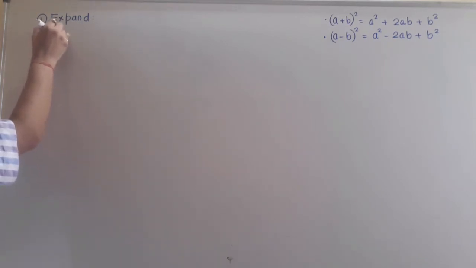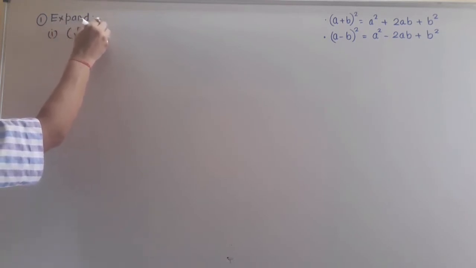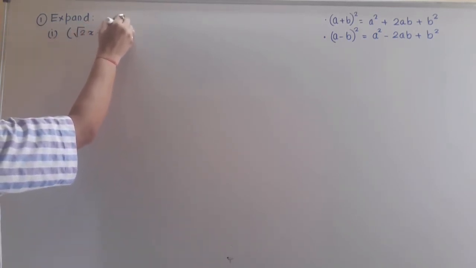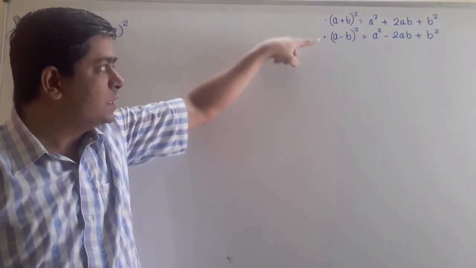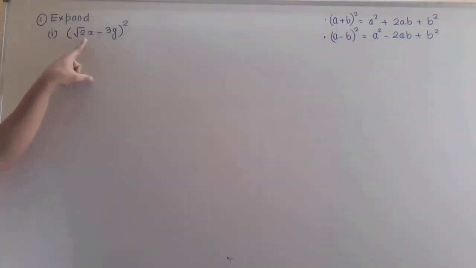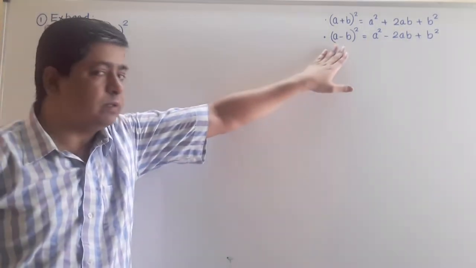So let us see the first part. In the first part we have given under root of 2x minus 3y whole power 2. Okay, now let us see how we can expand this given expression. If I compare this expression with any of these two formulas, see, (a minus b) the whole square, and here also in place of under root of 2x if I take a, and in place of 3y if I take b, so I can say that my algebraic expression is given in the form of (a minus b) the whole square.